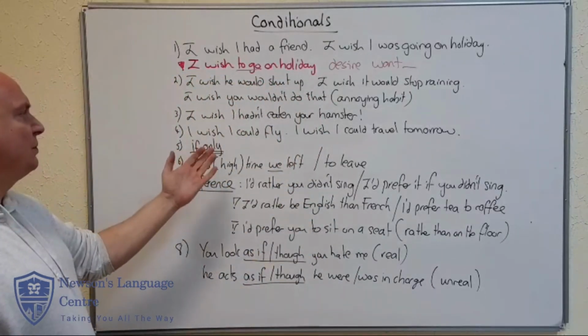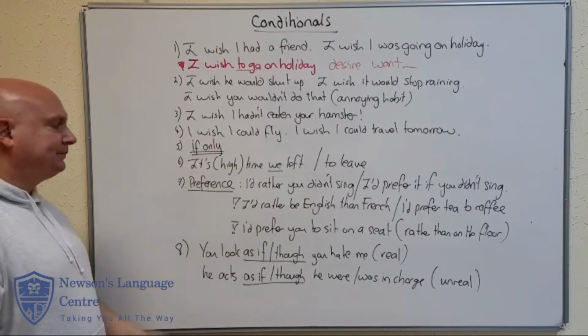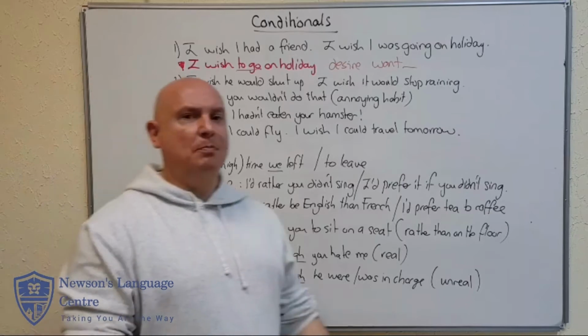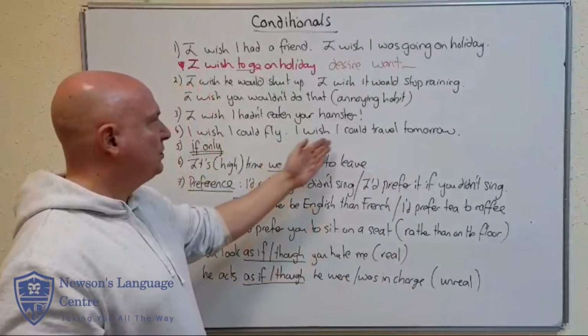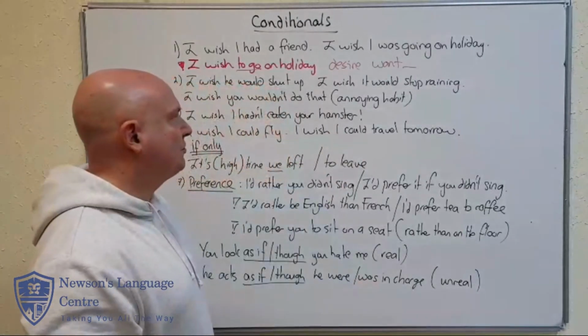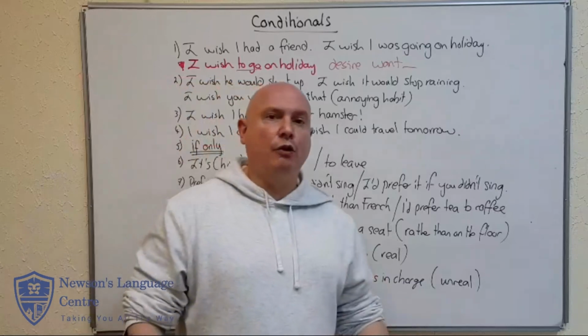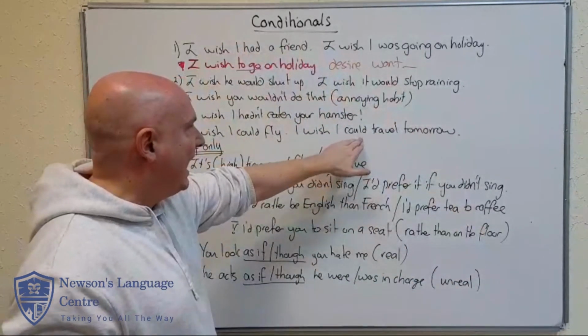Now, if I want to express an ability, I can use could. I wish I could fly. I wish I could eat 100 Big Macs in 1 minute, but I can't. Also, we use wish plus could to talk about the future as well. So I wish I could travel tomorrow, but unfortunately a volcano has just erupted. So none of these can talk about the future, only that one can.